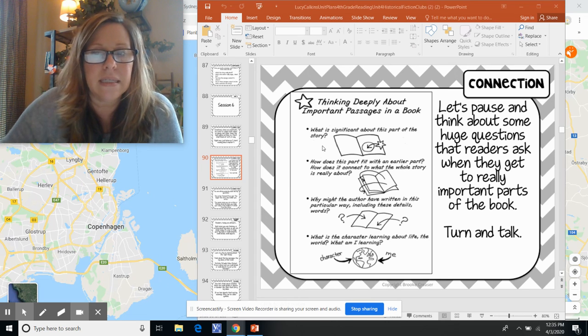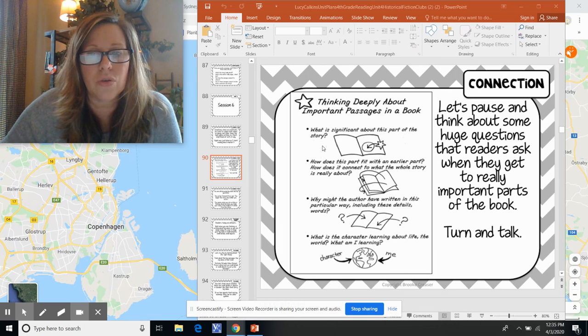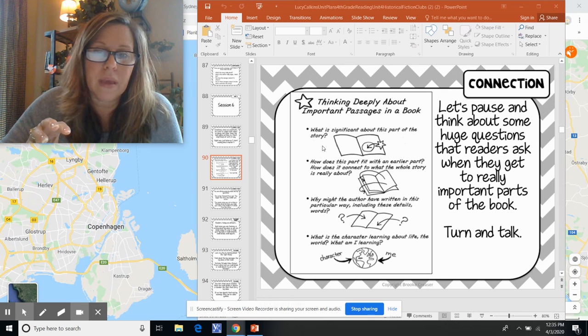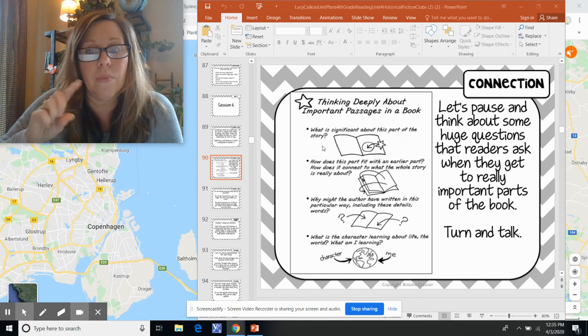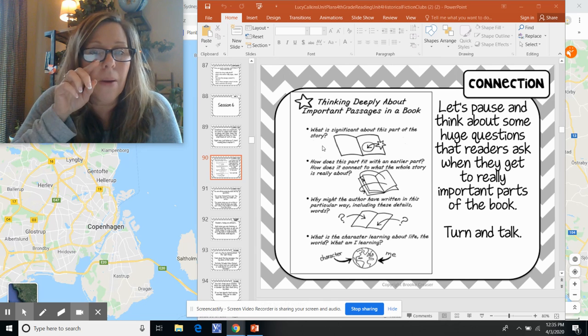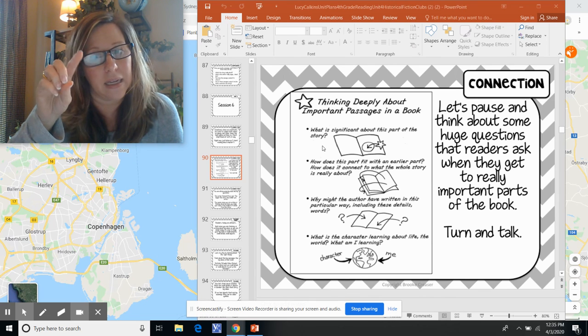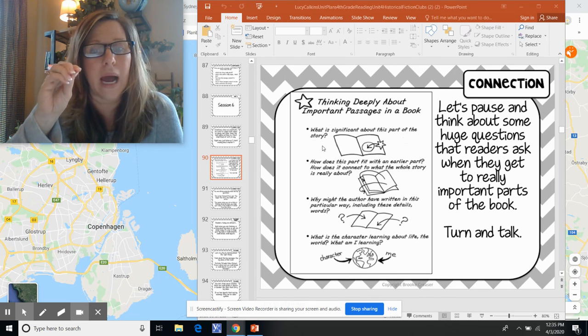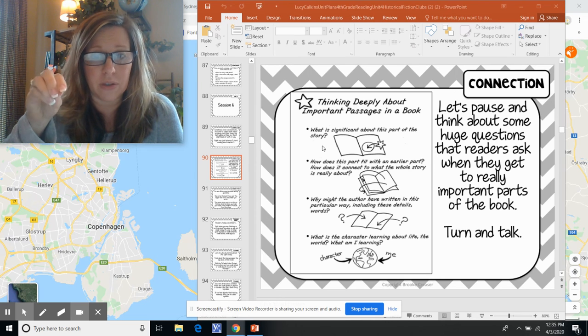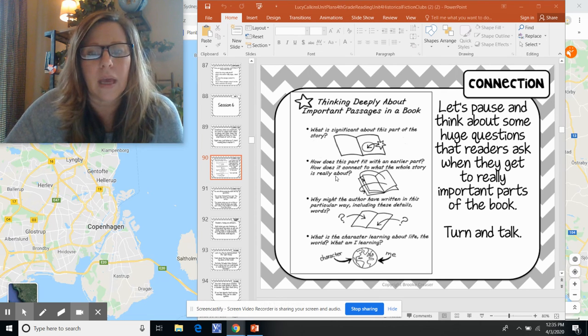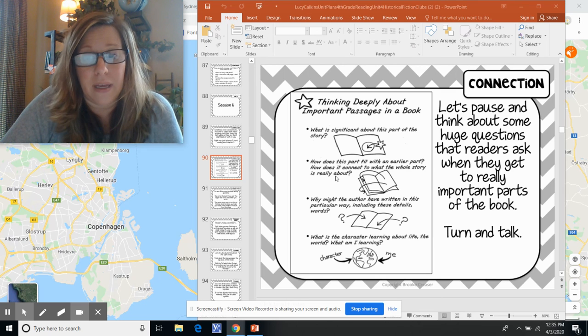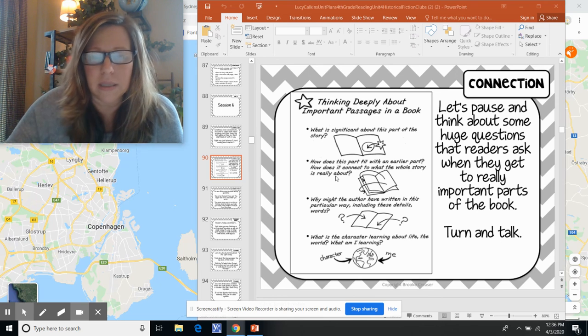And so it says, what is significant about this part of the story? As you're reading, sometimes things stand out and they have meaning. You may not know what the meaning is right away, but it's something that is significant. And so you need to analyze, why is this part of this story so significant? You also want to ask, how does it fit with the earlier parts? And how does it connect with what the whole story is really about? All right, so we're going to talk a little bit more about these pieces.